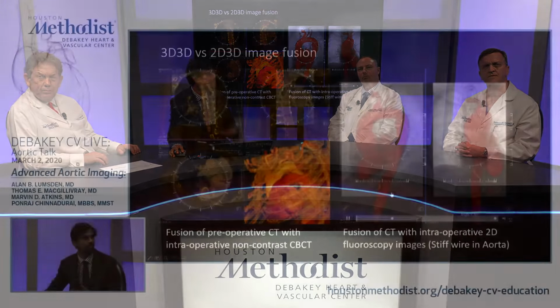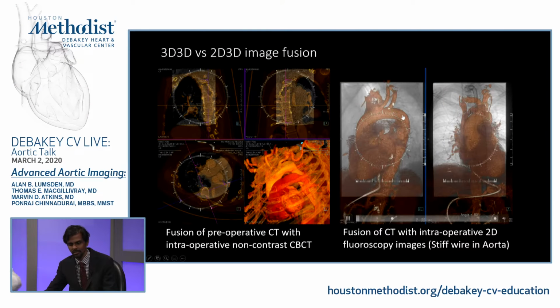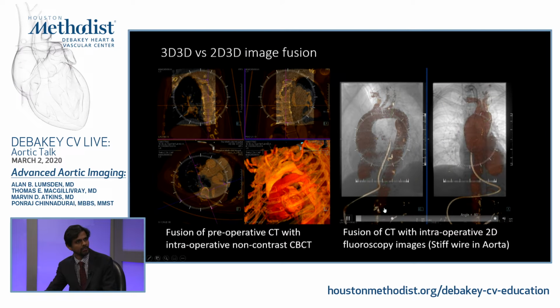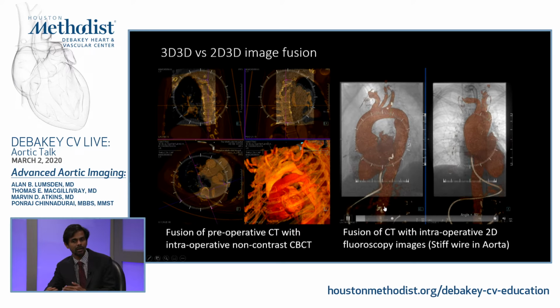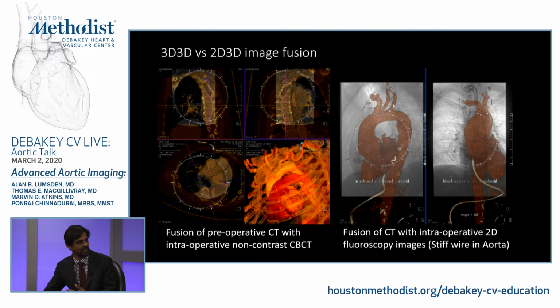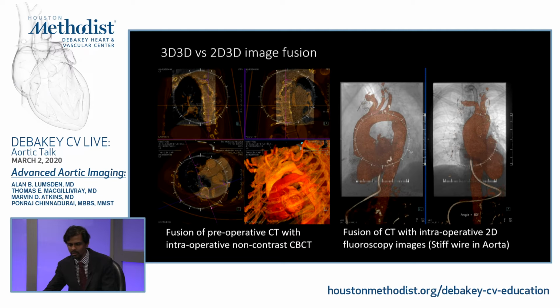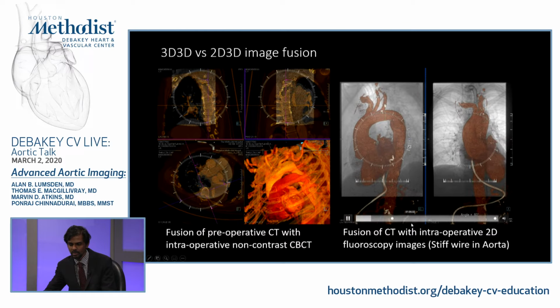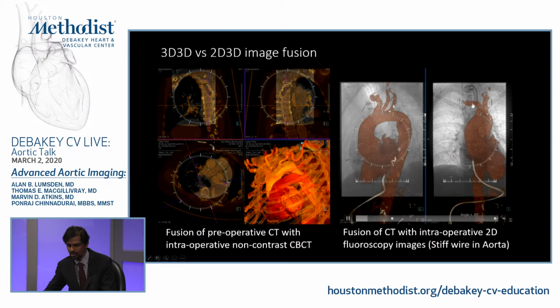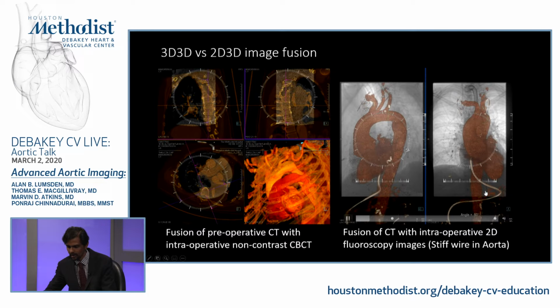So we can put in our own hardware, which in this particular case is a stiff wire. We put in the stiff wire mainly because we wanted to simulate how the delivery system of the device is going to deform the aorta. So what you're seeing on the right is a fluoro image, and in the background you will see the wire. You can kind of see it here in the lateral view.